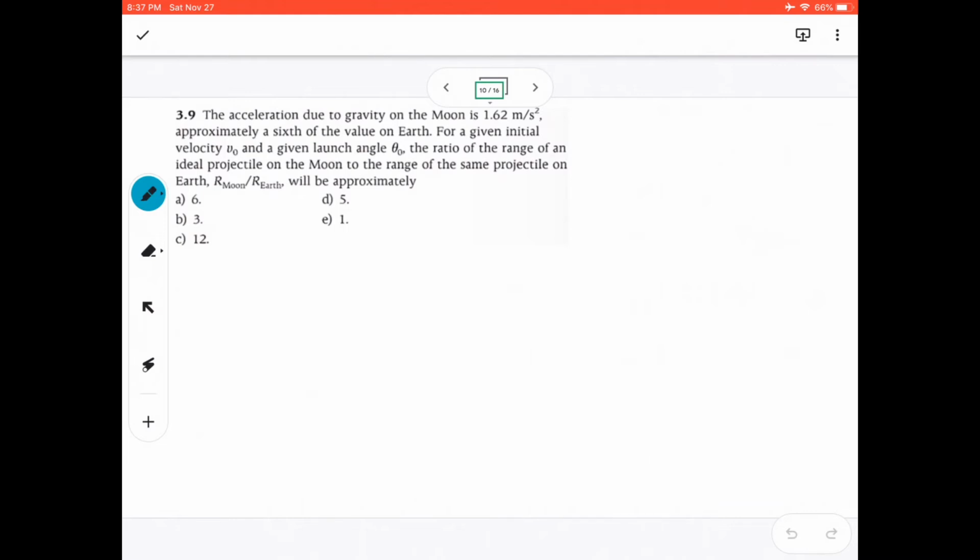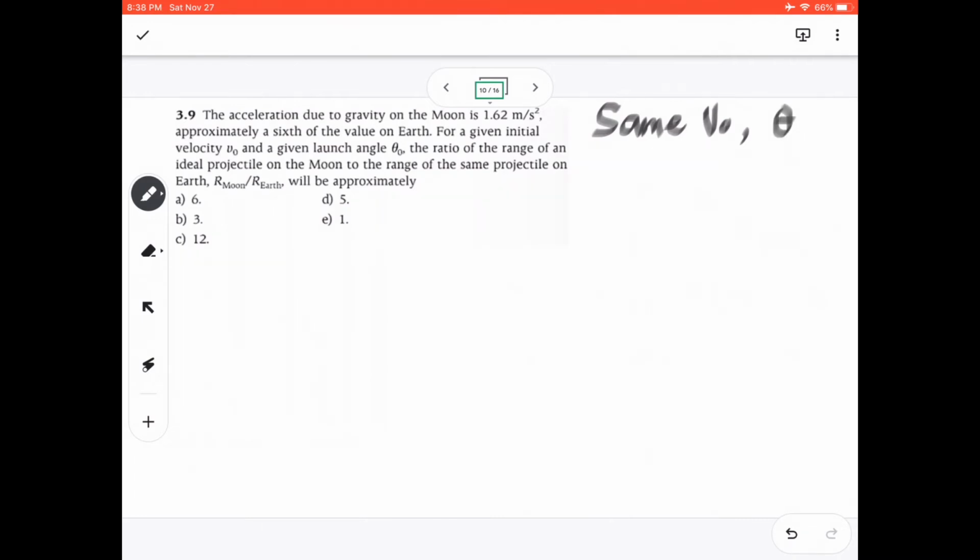Okay, so this question is similar to question 8, just that now we're going to get the ratio of the range of the projectile on the moon and the range of the projectile on Earth, R moon divided by R Earth. Previously, R1 is equal to R2. Now we're going to get R moon divided by R Earth. In this situation, they have the same initial velocities and the same theta angles.